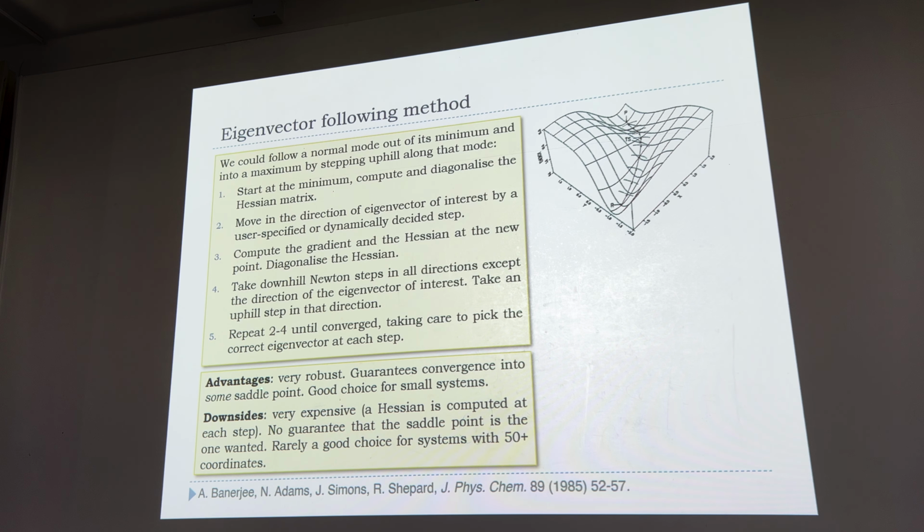So this is very robust. It does guarantee that you will converge into some saddle point. Whether it is the saddle point that you're interested in is again up to sheer luck and experience in a lot of cases. For small systems it mostly works. For big systems, well, problematic. Very expensive again, because the Hessian is recalculated at every step, and if you've got more than 50 coordinates, then visualizing these high-dimensional spaces to find out where your molecule goes can be a little bit difficult.